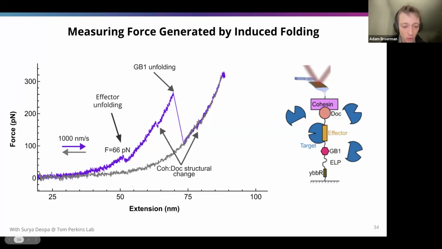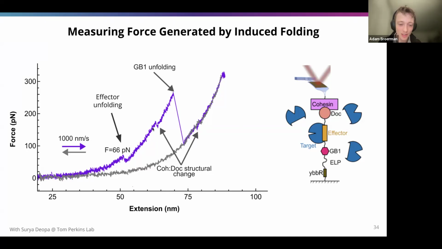And so here in purple, what we see is that as we extend and pull on that complex, the force goes up, and then eventually at 66 piconewtons there's a jump or a decrease, and that corresponds to unfolding of the effector. So yeah, we can resolve this, and that's really cool.